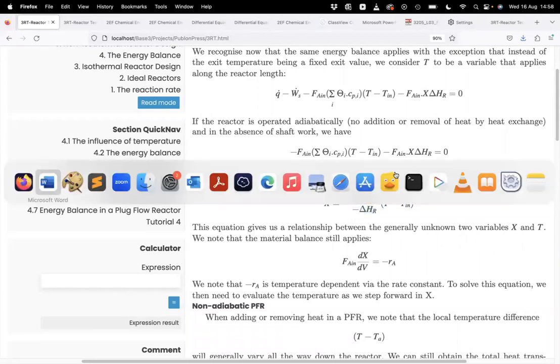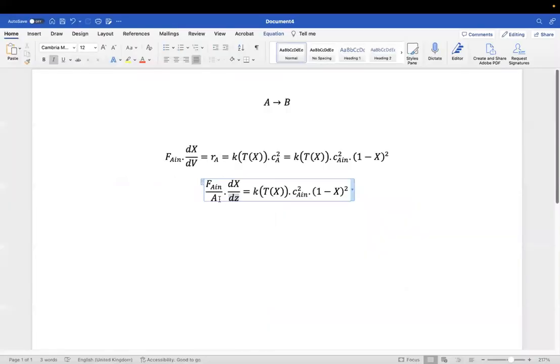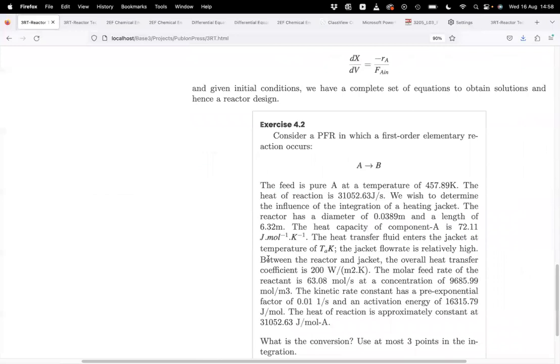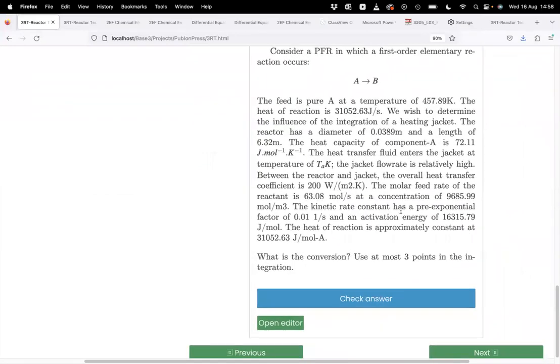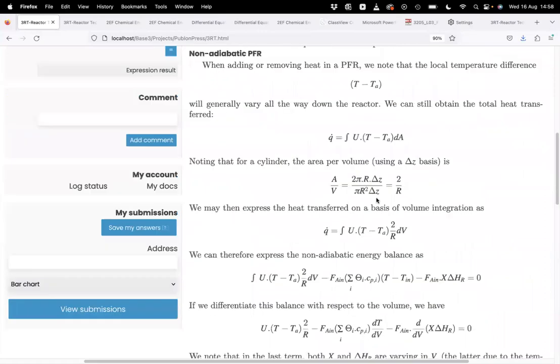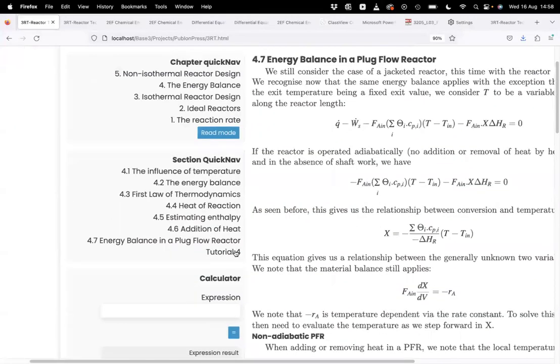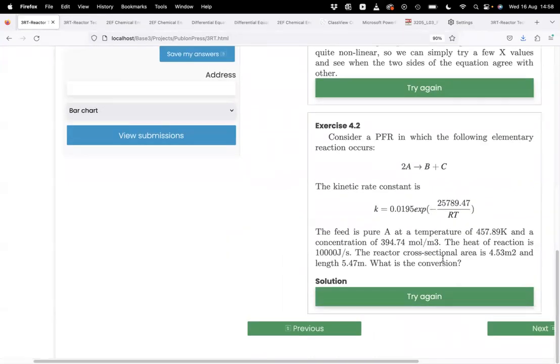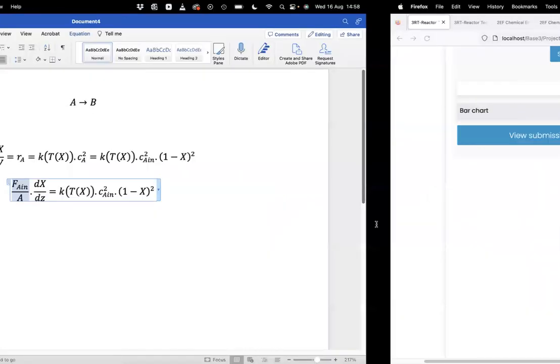Sorry about that. So instead of working in terms of a volume, it's an area and an axial distance. And so this is a constant. That area is just given to us in the question. The tutorial is here, and in this problem we are just told the cross-sectional area is about 5 square meters.